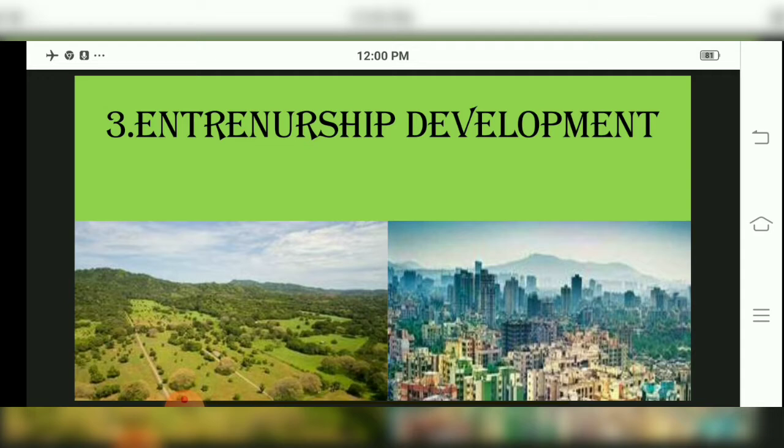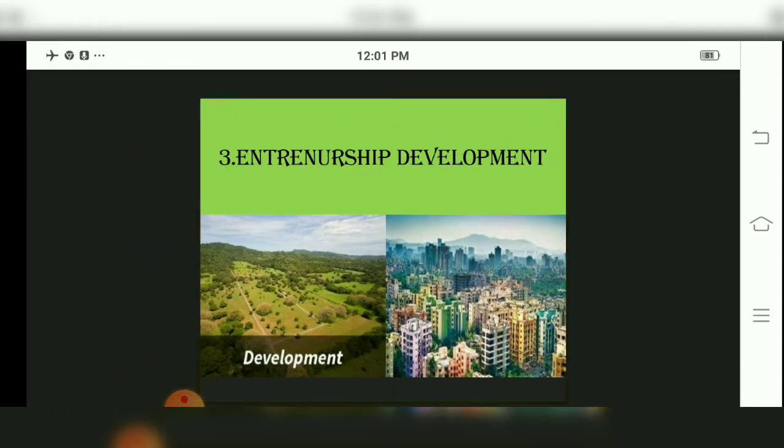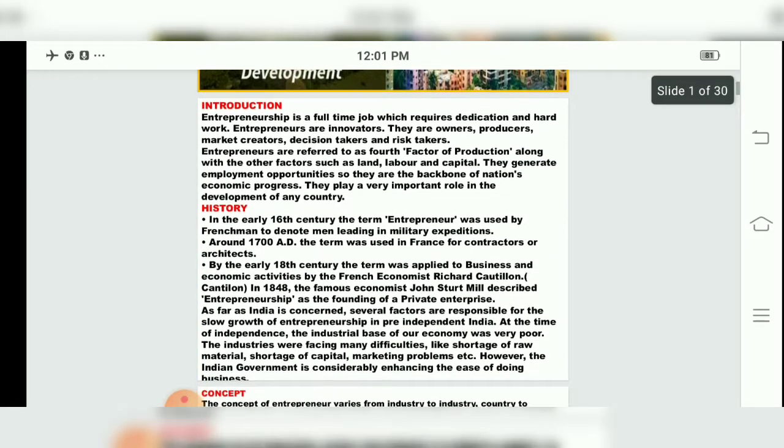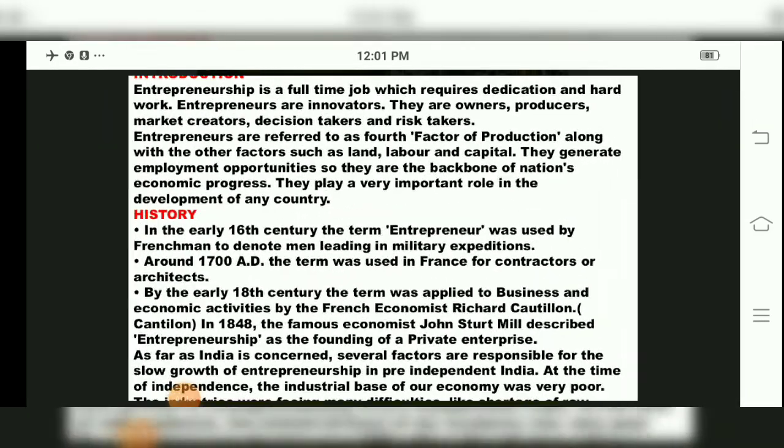An entrepreneur is a leader whom everyone will follow, a leader who takes initiative, who takes innovative steps, who develops his company, who expands his company. That is called an entrepreneur. And if an entrepreneur is efficient, capable and an all-rounder, children, he makes his industry famous as well as financially strong. So what are the qualities required? We will see one by one in this chapter, that is entrepreneurship development. Now we'll come to the first part, that is introduction.